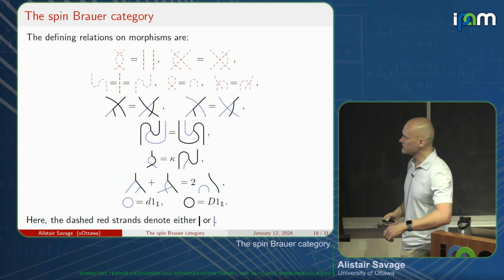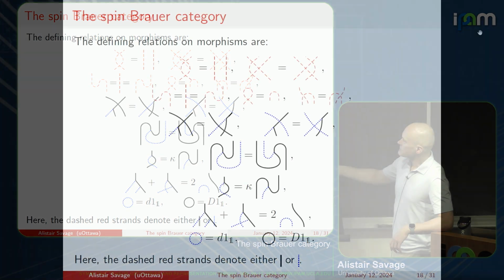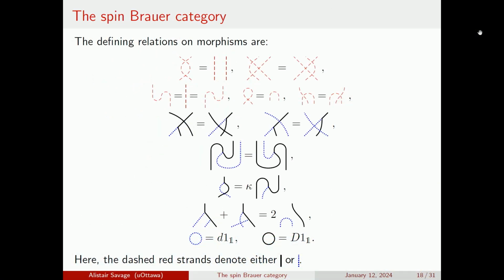So here are our defining relations. At the top, I wrote some dashed red lines because these are things that hold for either the blue or the black strands, or mixed. We have the braid relation when 2 of them are black and 1 of them is blue, etc. All possible combinations. So these are exactly the relations in the Brauer category. We just have them for all possible colorings.